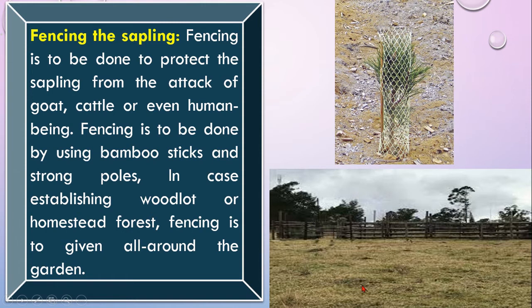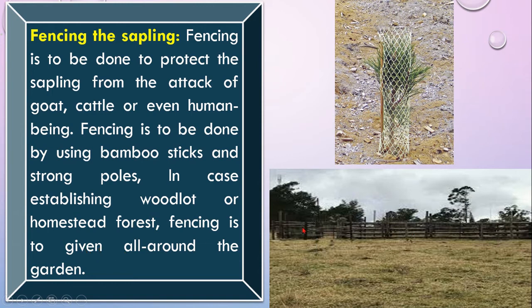Fencing the sapling. That means after planting the seedlings, sometimes foxes, goats, other livestock or any other pest can destroy the plant. That is why you have to protect the plant from pests. You can use a bamboo stick or strong post in case of staple plantation, woodlot or homestead forest. Fencing is given all around the garden.